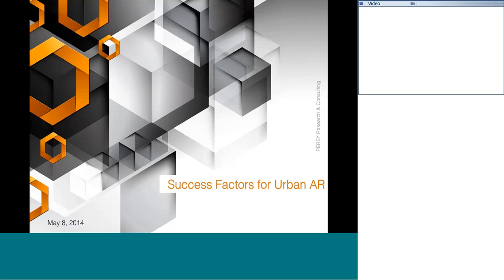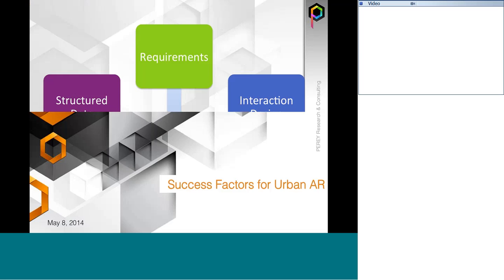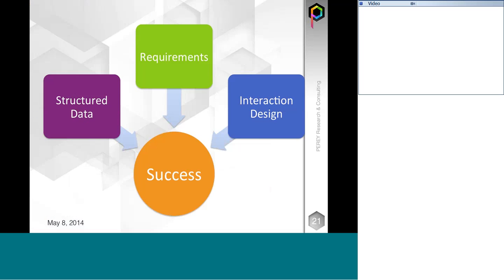So what can we say about the requirements for success? Well, just like any project, you have to have good management, you need to have a timeline, you need to have the basic components I spoke of before. But I want to point out some of the special considerations that you would want to keep in mind to be successful in urban augmented reality. I'm going to talk about these three different areas: the structured data, the requirements, and the interaction design.